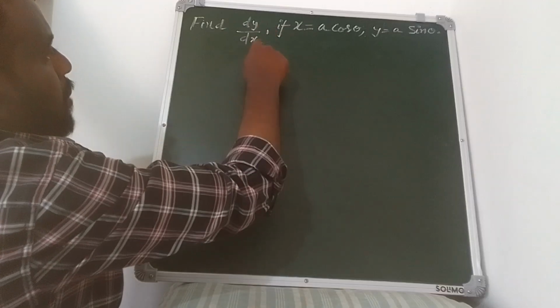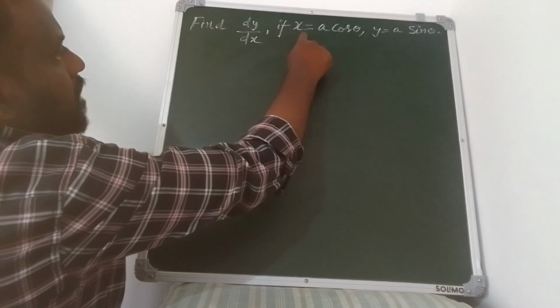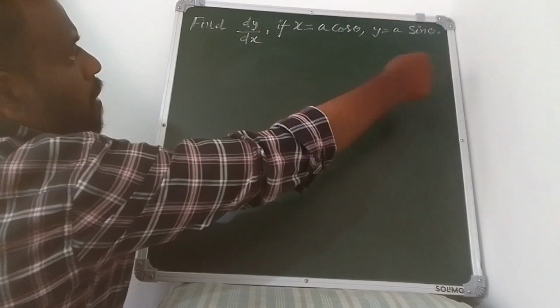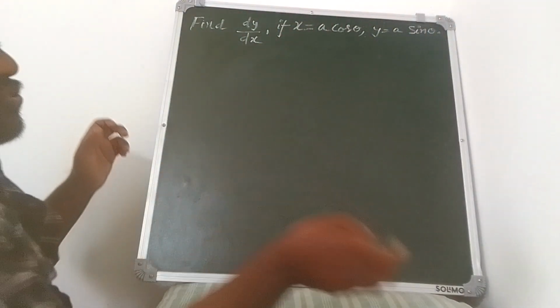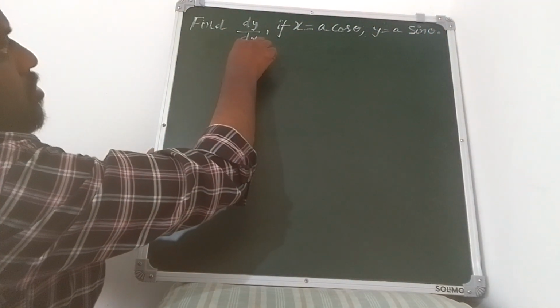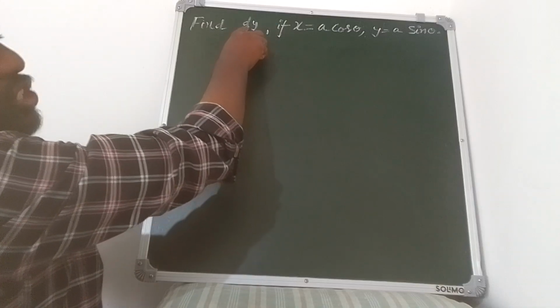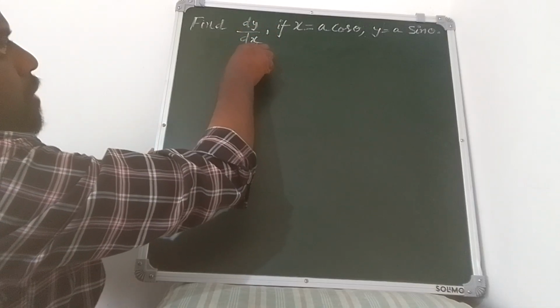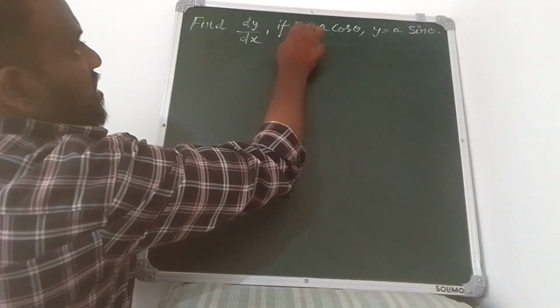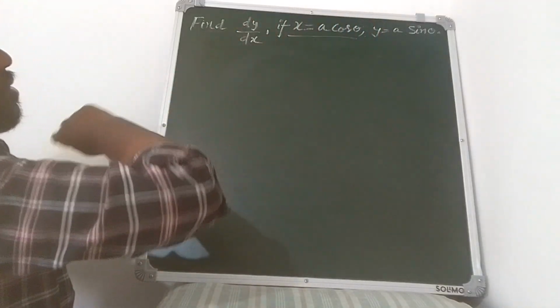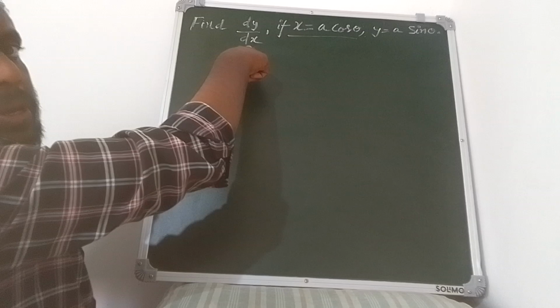Find dy by dx if x is equal to a cos theta, y is equal to a sin theta. Okay, so we need to find dy by dx. That means differentiation of y with respect to x. That's the meaning. If you consider this, we want dy by dx.